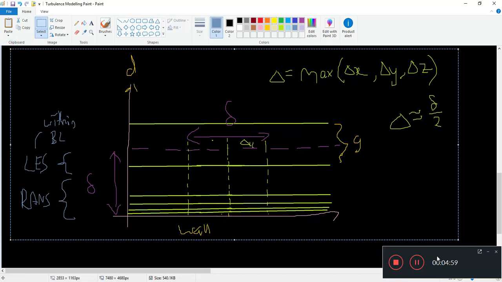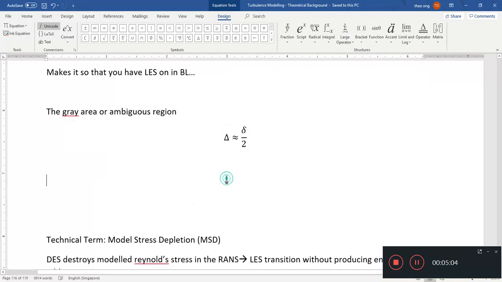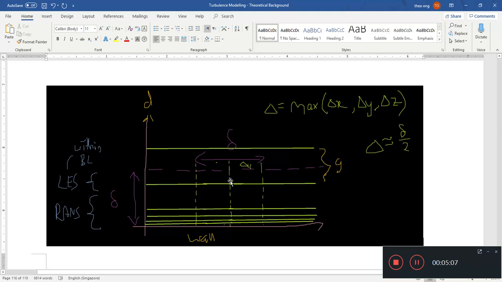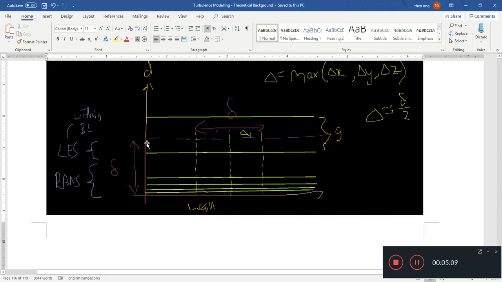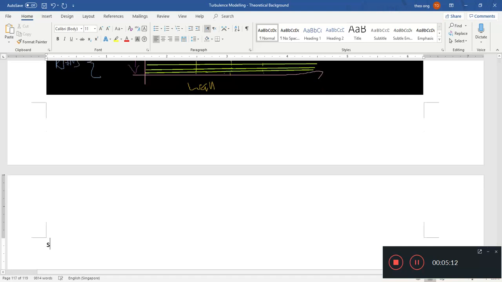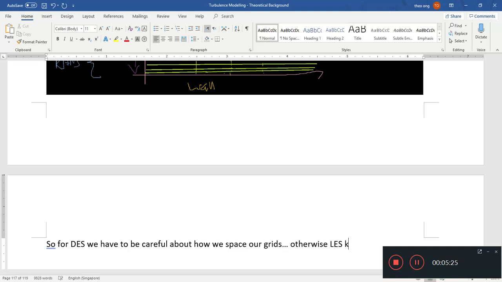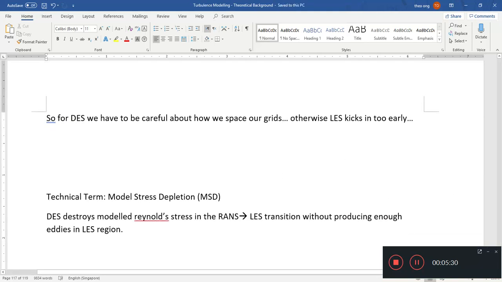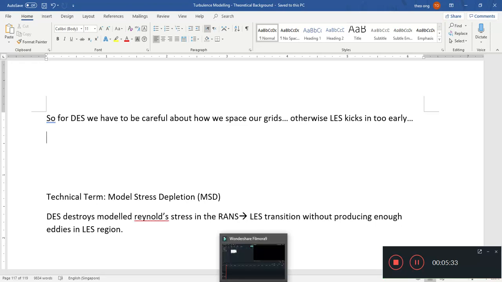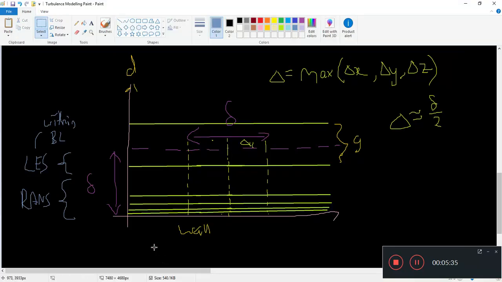It is not what DES is designed for. So knowing this is not what DES is designed for, you've got to be very careful about how you space your grids. So for DES, we have to be careful about how we space our grids. Otherwise, LES kicks in too early, right? You have this simulation of the detached region a little bit too early, and that actually causes problems.